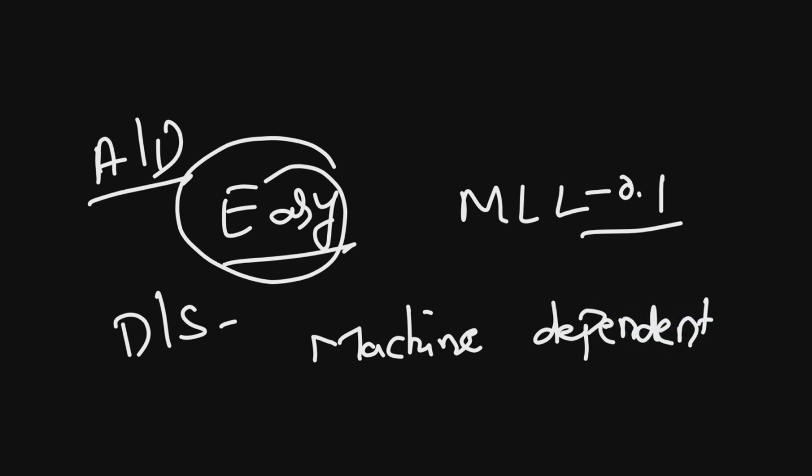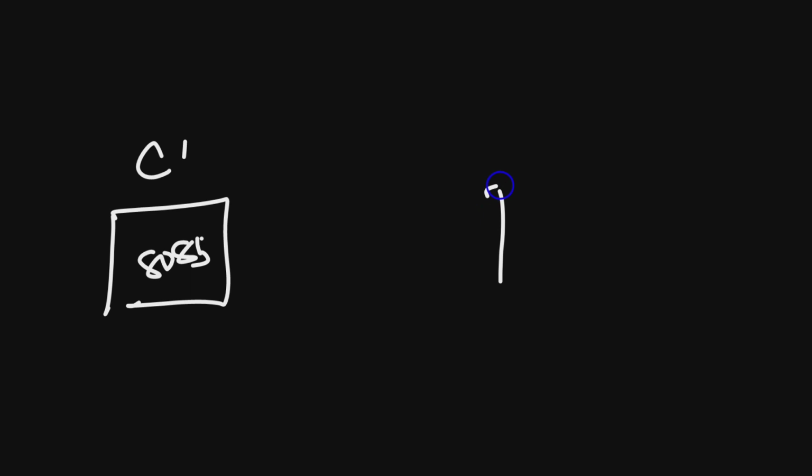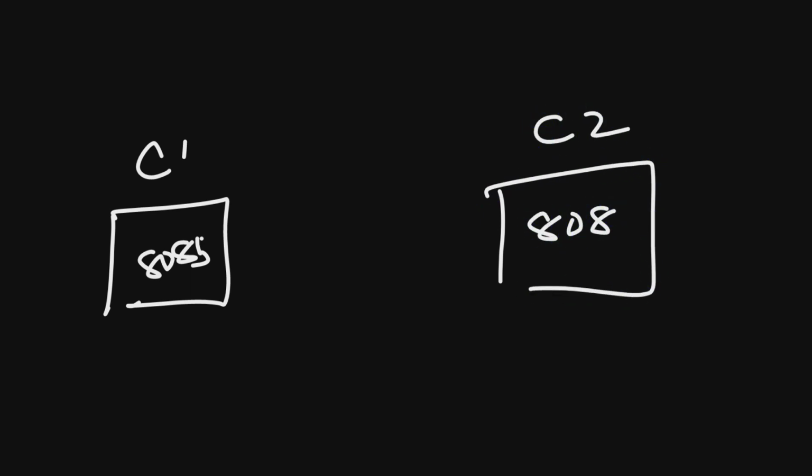So what do you mean by machine dependent? Suppose I have a computer C1. Here I am using the processor 8085. We call computer processor as a brain. So that is the most important part of the computer. It does all the work in our computer. So computer C1 is having processor 8085. We have another computer C2 with the processor 8086.